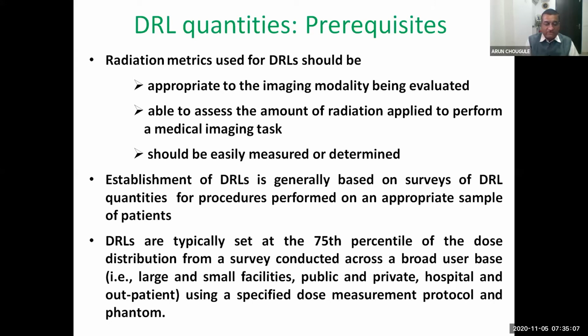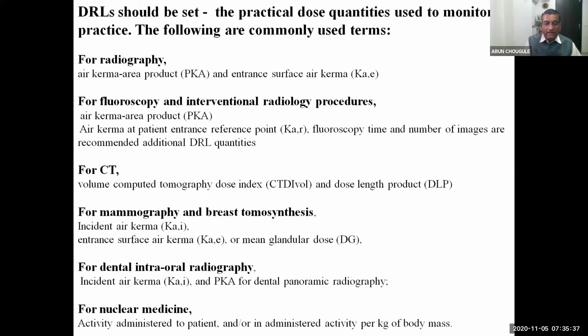Establishment of DRL is generally based on surveys of DRL quantities for procedures performed on an appropriate sample of patients, and that I told you, 20 to 30 patients, or for mammography 50 patients. DRLs are typically set at 75% of the dose distribution from a survey conducted across the broad user base, large, small facilities, public, private hospitals, outpatient, inpatient, using a specific dose measurement protocol and phantom. So DRL should be set on the practical dose quantities used to monitor practice.